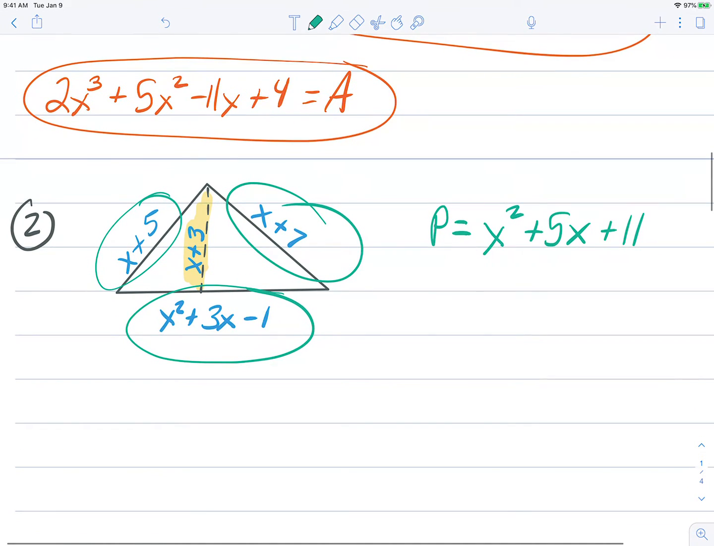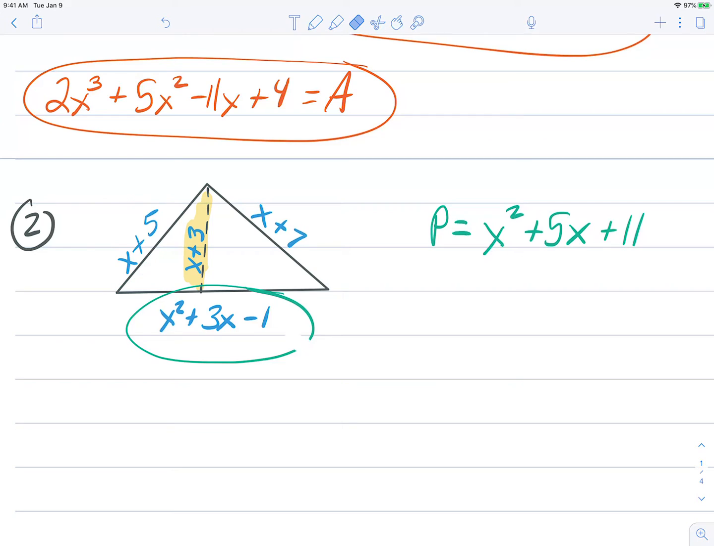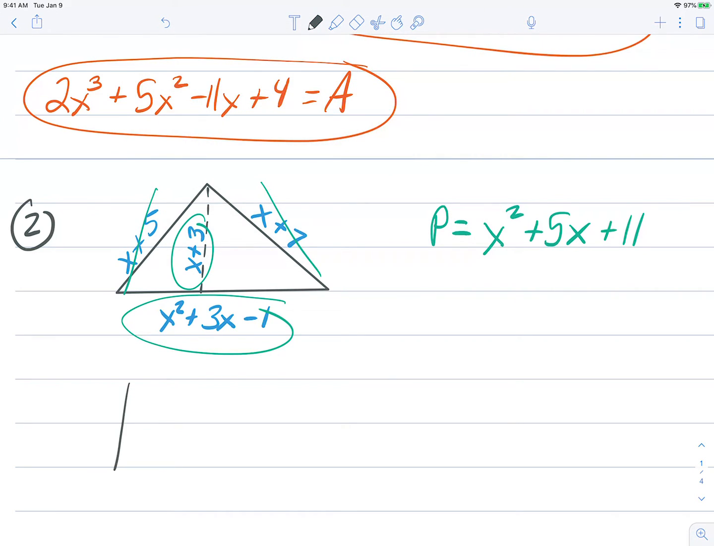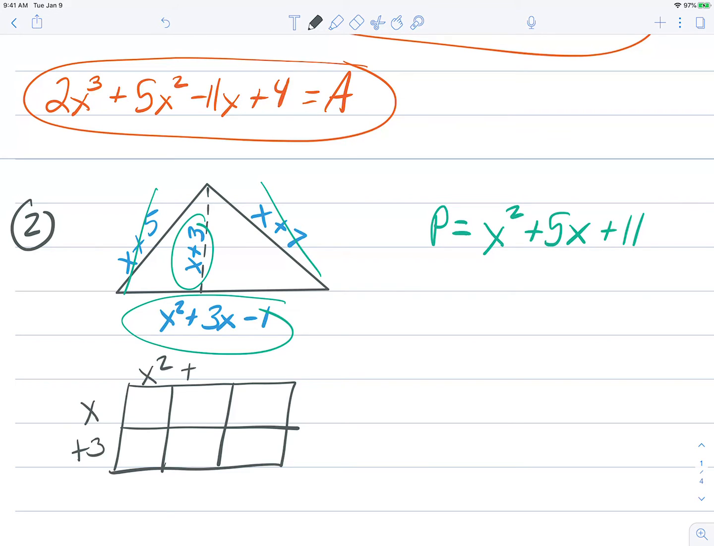Now, for the area, I do not need these sides because that's not part of the area formula. For the area formula, it's the base times the height divided by 2, which means I need to multiply a 2 by 3. So I'm going to create, again, my box, x plus 3, x squared plus 3x minus 1.